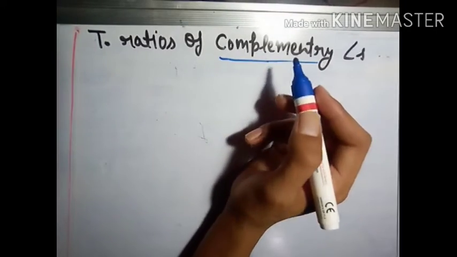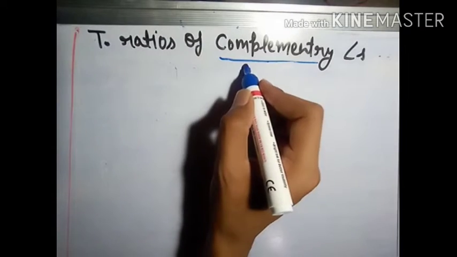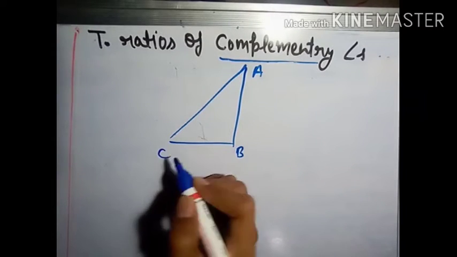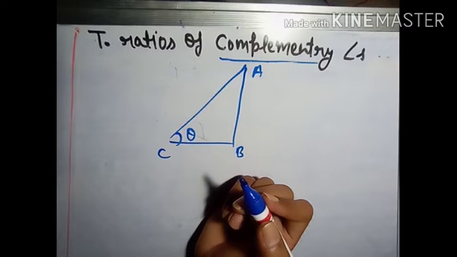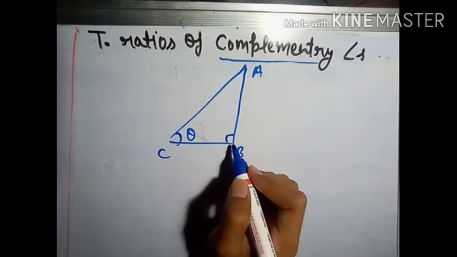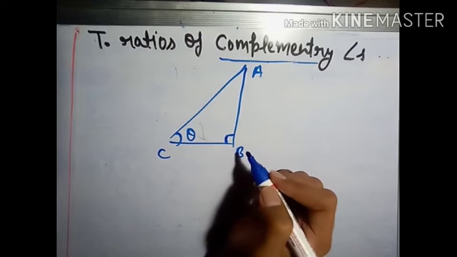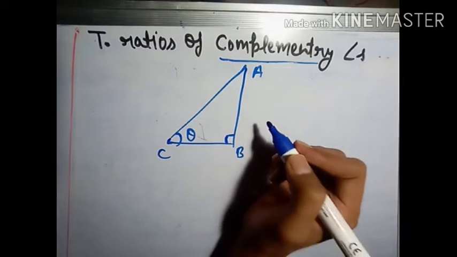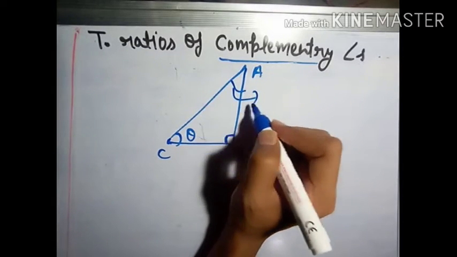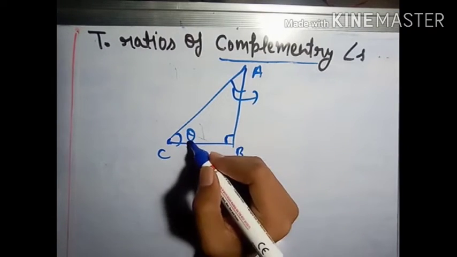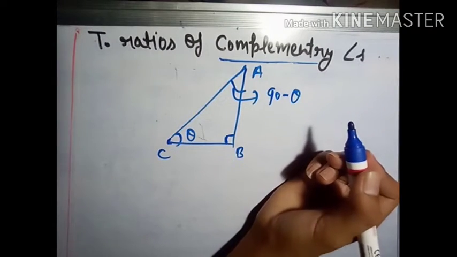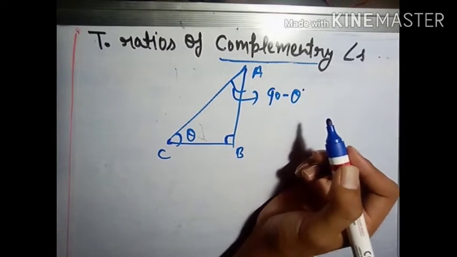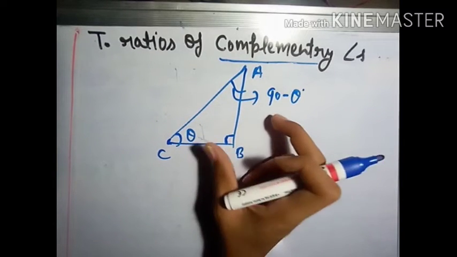For understanding this, I am taking a right angle triangle ABC, and this angle is theta. What about this angle? 90 degrees. In a right angle triangle, B will be 90 degrees. But what about this angle? If this is 90 and this is theta, this angle will be 90 minus theta. You can use the angle sum property if you don't understand this. Now look here, theta and 90 minus theta are the complement of each other.